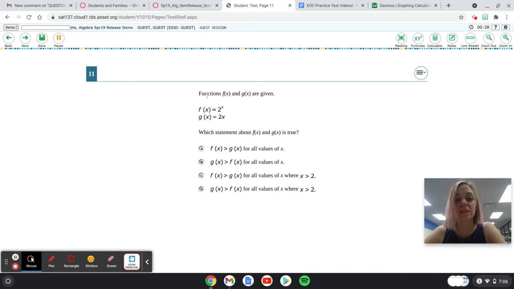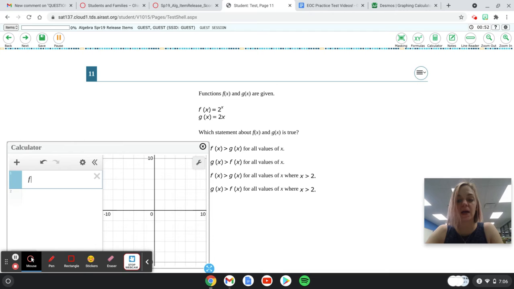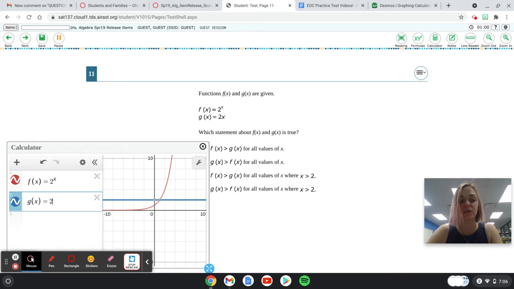So for 11, it says functions f of x and g of x are given. Which statement about f of x and g of x is true? This is 100% a Desmos problem. So open up your calculator here and then type in these equations exactly how they are, the functions exactly how they are. Pause the video until you have this done and then start it again.